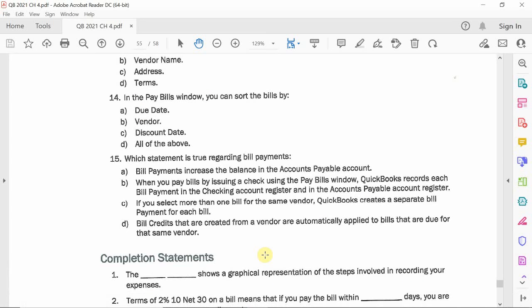Okay? And let's take a look at A. A, bill payments increase the balance in the accounts payable account. Bill payments. We're paying off our liabilities. So in this case, it will never increase the accounts payable. It will only decrease the accounts payable. So in this case, the true answer is B.